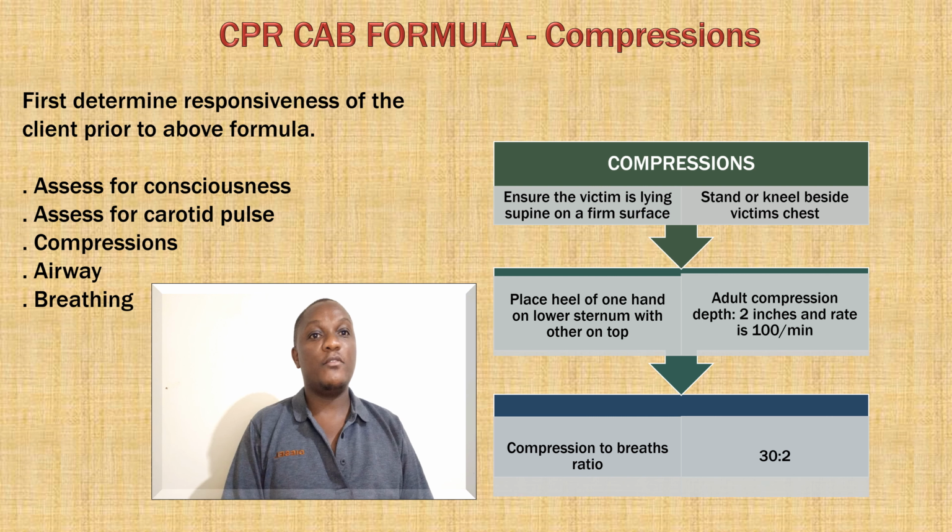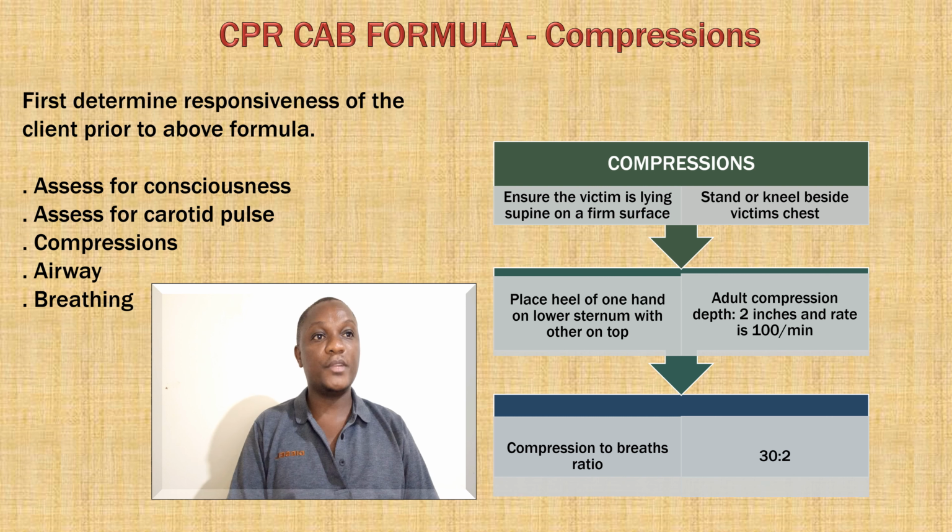Before using the formula CAB, first determine the responsiveness of the client. Assess for the consciousness, assess for the carotid artery, then continue with compressions, airway, and breathing. For the compressions, ensure that the victim is lying supine on a firm surface. Stand or kneel beside the victim's chest. Place the heel of one hand on the lower sternum with the other on top.